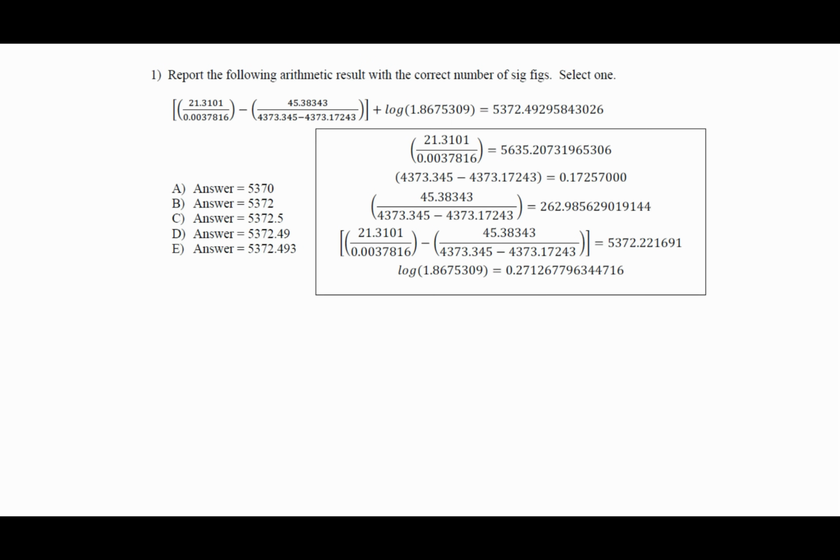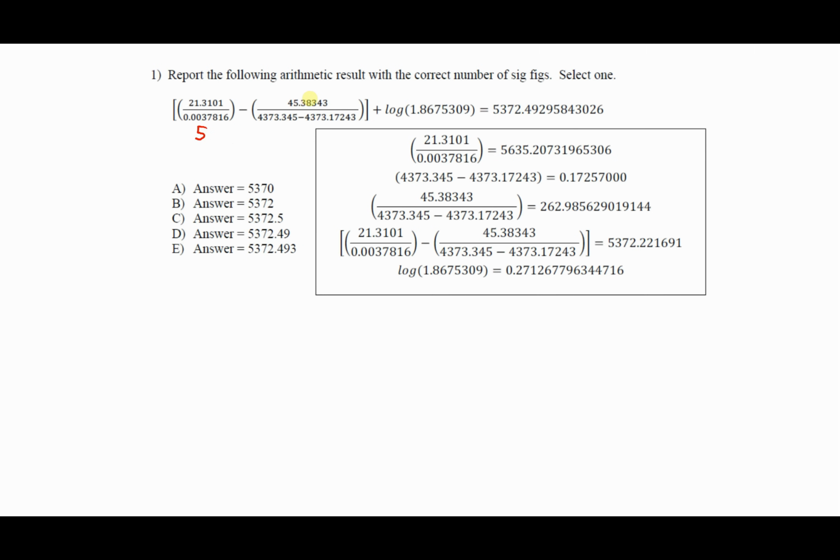This is a walkthrough for the summer 2022 midterm exam, so let's get into it. Question 1: report the following arithmetic results with the correct number of sig figs, select 1. I have this division here, with 6 sig figs on the top and 5 sig figs on the bottom. So whatever this number is, it can only have 5 significant figures.